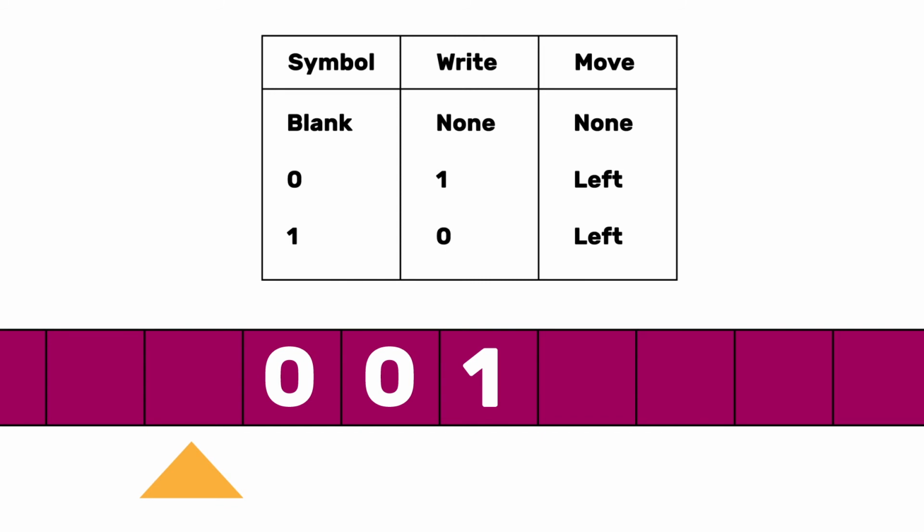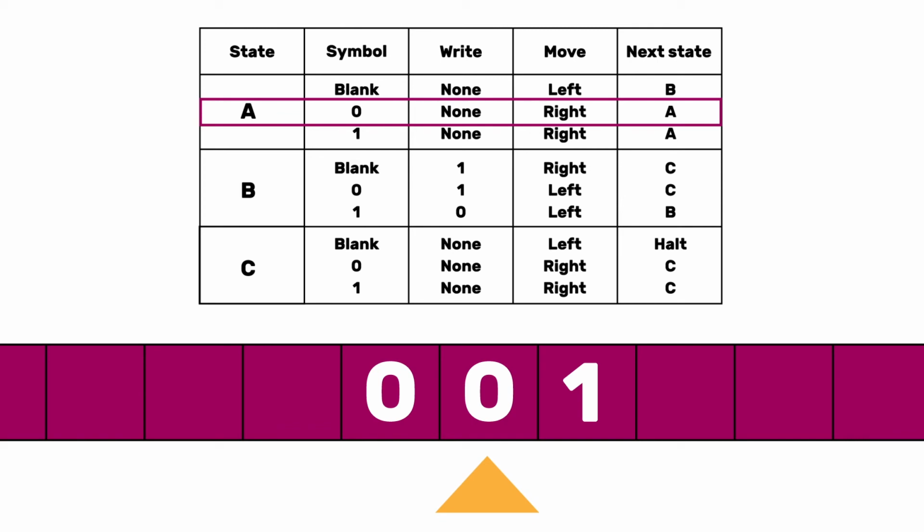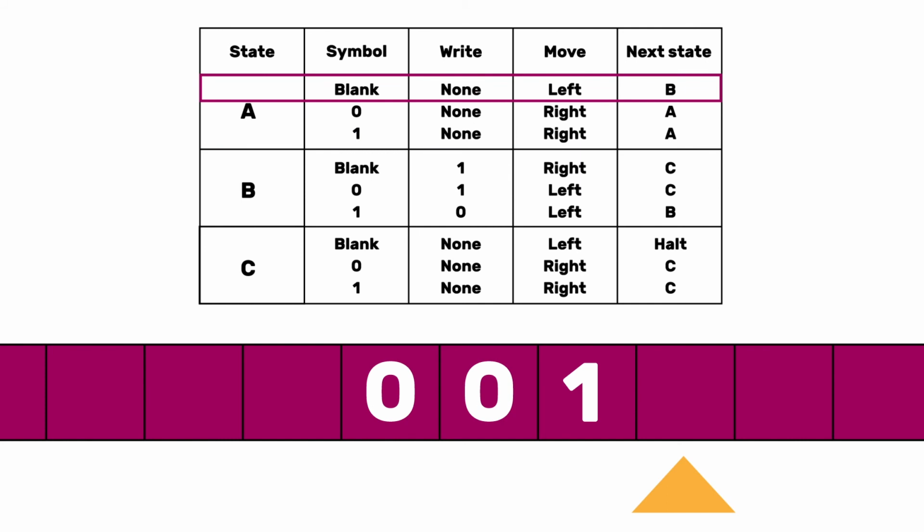The instructions for this Turing machine only had one state, but more complex Turing machines can be built using multiple states. Let's have a look at one of these now. We start in state A with the head positioned underneath the first symbol. Looking at the instructions, we see that in state A, with a symbol of 0, there's no write and the head should move to the right, and the Turing machine should remain in state A. Next it reads a 0 and moves to the right, then reads a 1 and moves to the right again. Now it's reading a blank, which means it moves to the left, but it also changes to state B.